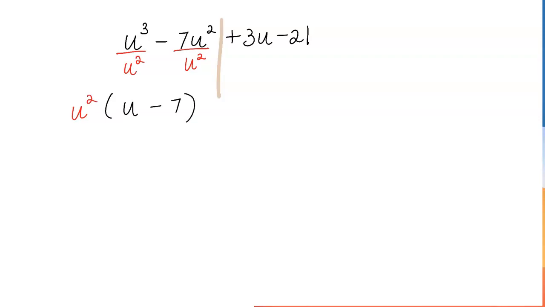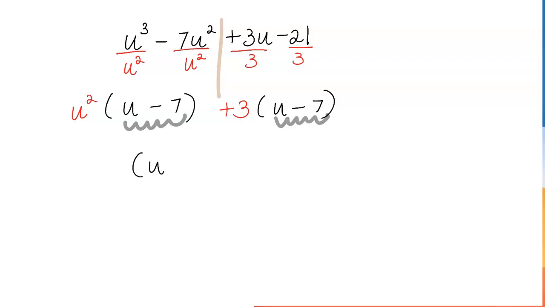The second half looks like I can divide both of these by positive 3, plus 3, and inside I will have u minus 21 divided by 3 is 7. Now after that, if we did something right, we should notice that we have a common factor that we can write once, u minus 7. And now the other factor is going to come from the outside, u squared plus 3. You put those two together, u squared plus 3. And that is how you factor.